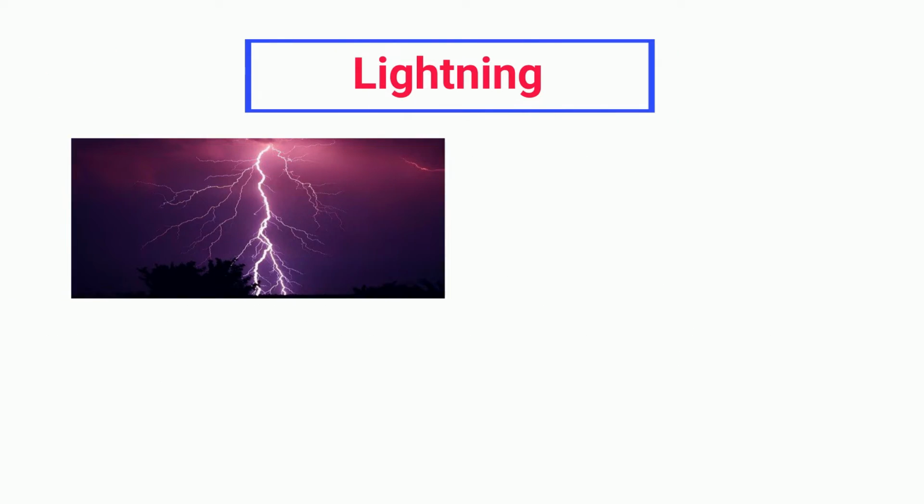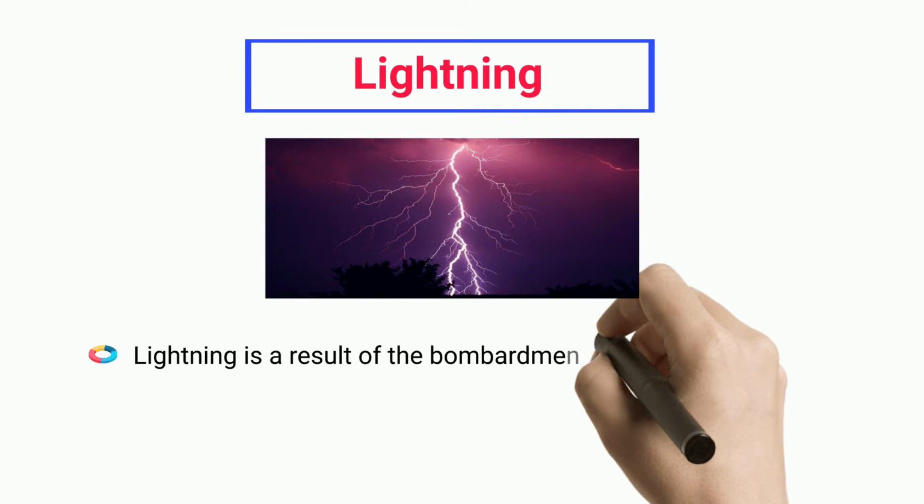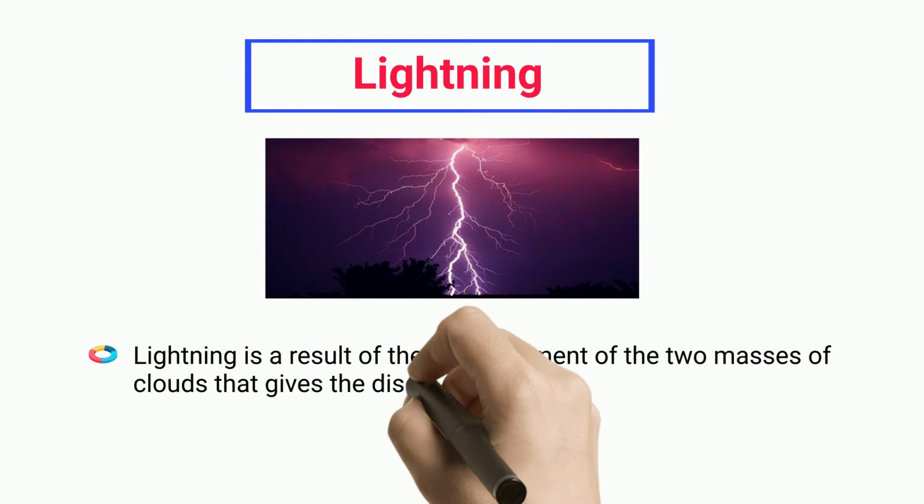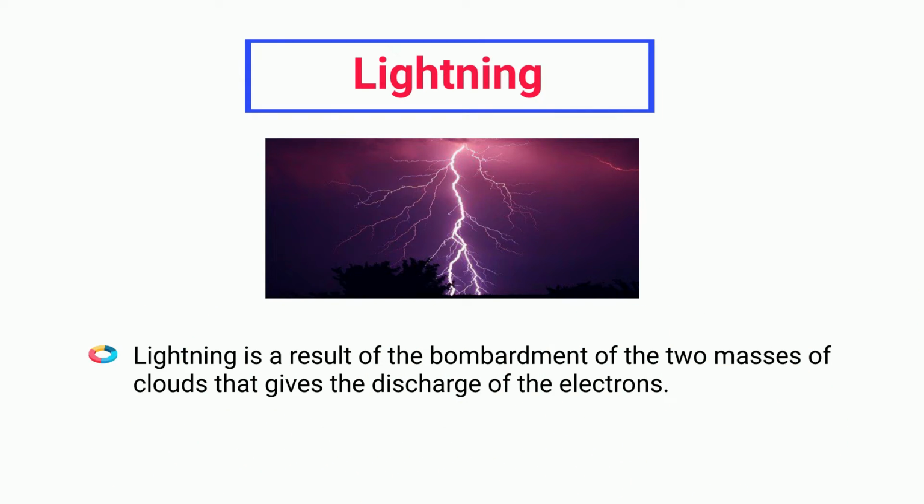Lightning. Lightning is a result of the bombardment of the two masses of clouds that gives the discharge of the electrons.